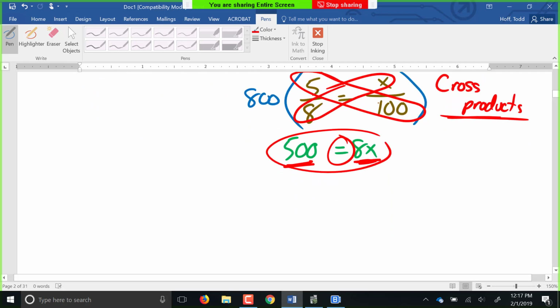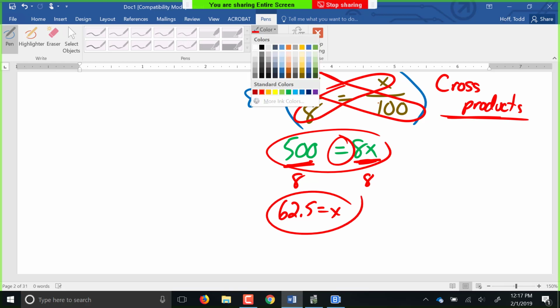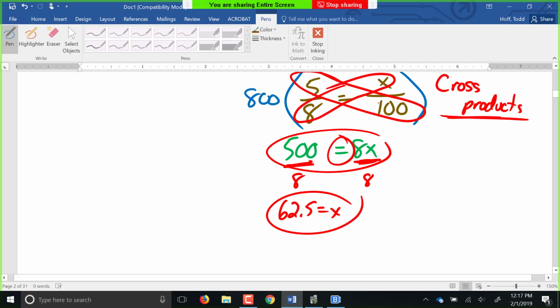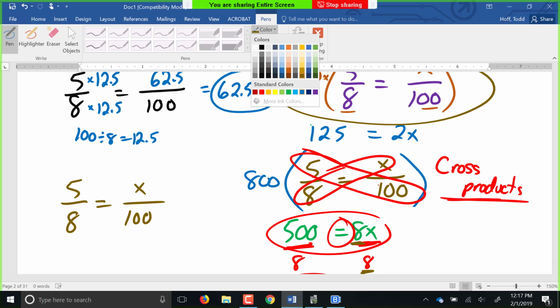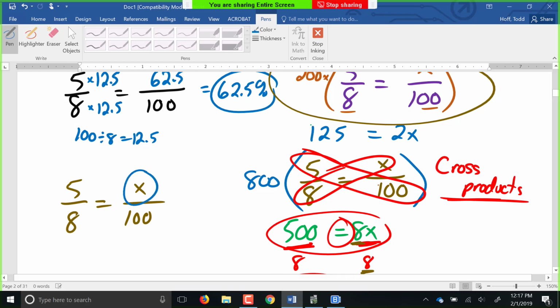So then we can solve this by dividing by 8. That gives us the 62.5 equals x. Well, because every time we do that process, we're going to solve that equation by dividing by 8, we can shorten it up and simply do cross multiply and divide. So this is our missing number here.